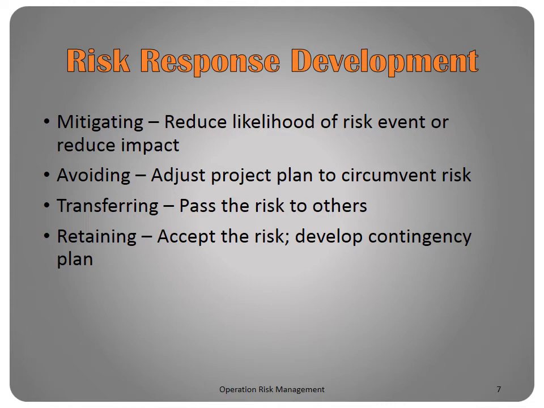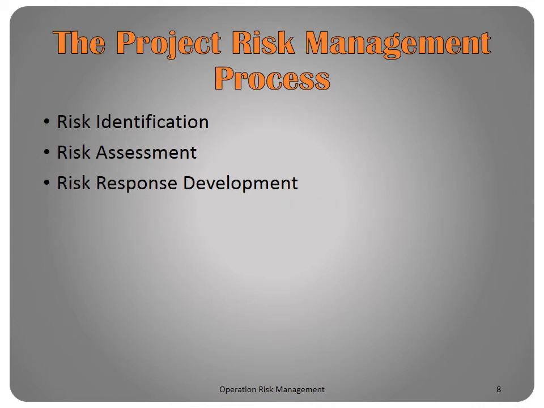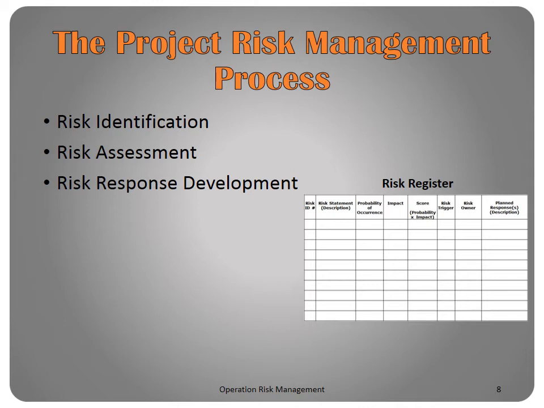In some cases, like when the risk is too large to reduce or transfer, the decision is made to accept the risk of an event occurring. In these cases, a contingency plan is developed that can be used should the risk event materialize. The results of the risk identification, assessment, and response development processes are often captured in a risk register document. The risk register is used during the risk response control process.